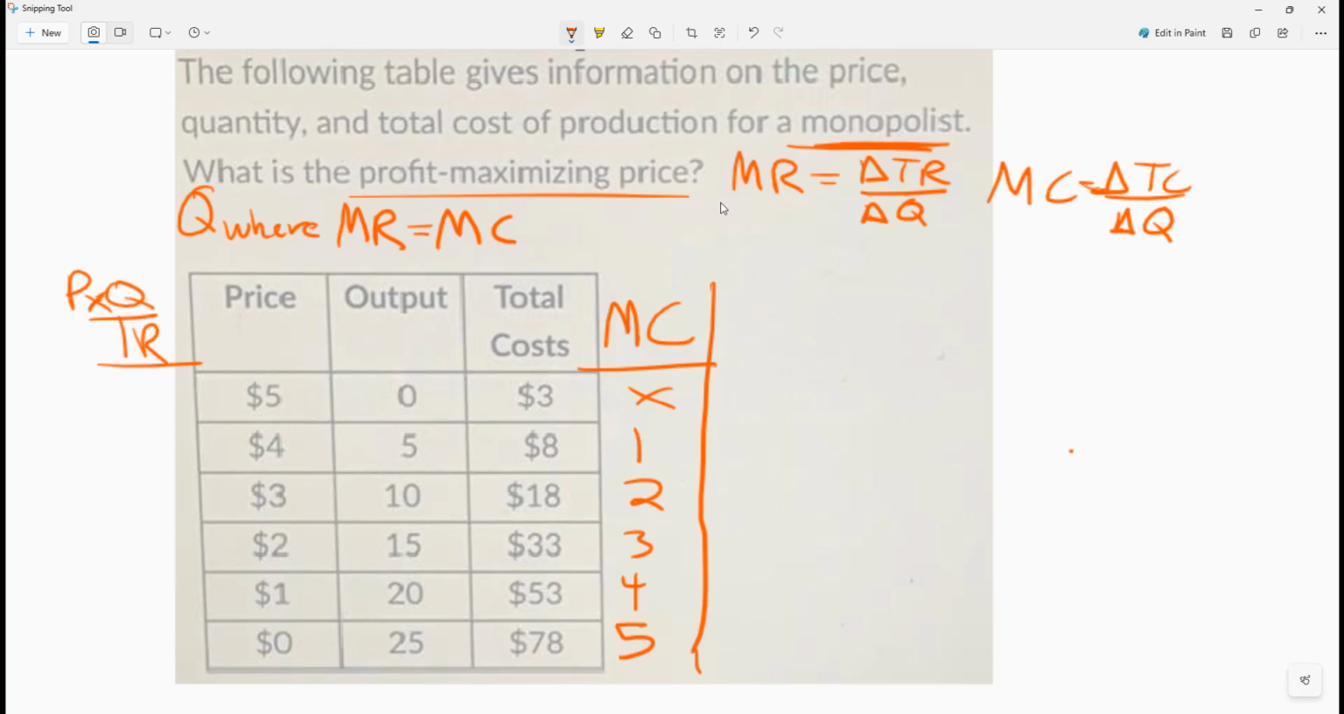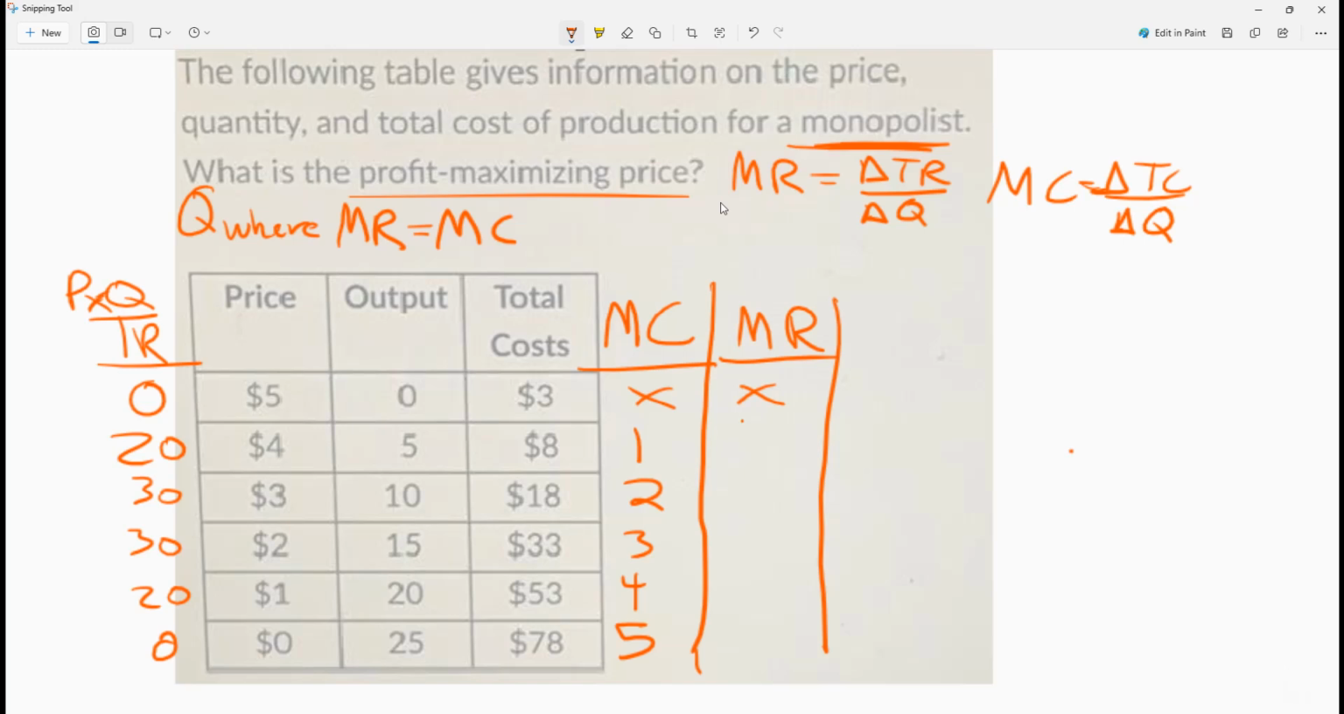Price times quantity, 5 times 0 is 0. 4 times 5 is 20. 3 times 10 is 30. This is the amount of money that I'm putting into the cash register. Okay, so now my marginal revenue is going to be the change in total revenue. Again, I wouldn't have anything for 0. Change in total revenue, which is 0 to 20, over the change in output. So 20 over 5 is 4.